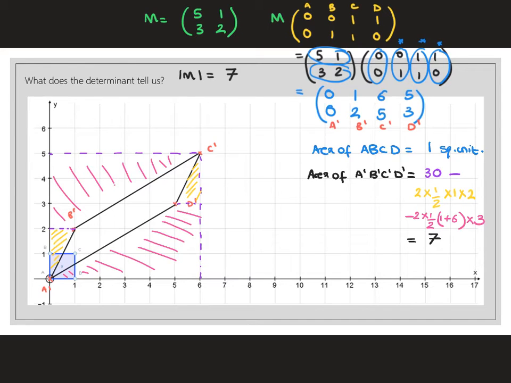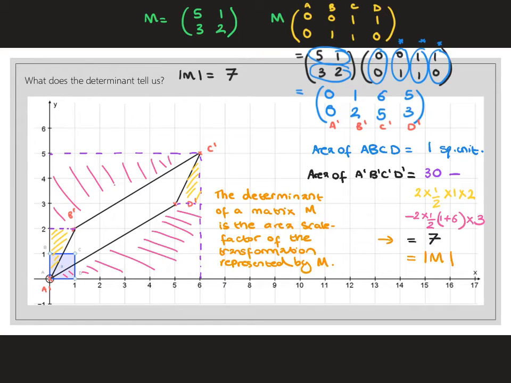So what does the determinant tell us? The determinant is the area scale factor of the transformation. We start with a unit square of an area of 1 and we end up with a parallelogram with an area of 7. So the determinant of the matrix tells us the area scale factor of the transformation. So just to summarise, the determinant of a matrix M is the area scale factor of the transformation represented by M. It tells you how much the area will be scaled up by if you apply that matrix, that transformation, to a shape represented by a set of coordinates.